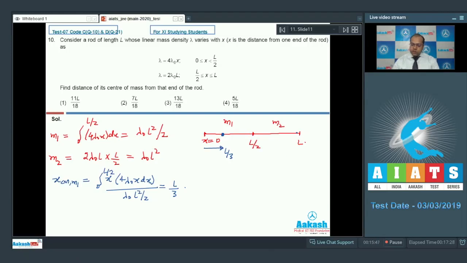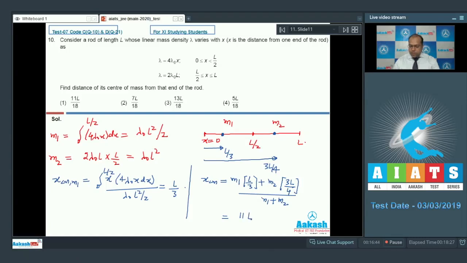Since it is a uniform mass distribution, so the center of mass of this segment is at the midpoint and its distance from x equal to 0 is 3 L by 4. Now if I write the center of mass of the given system, so the center of mass of given system can be written as m1 into L by 3 plus m2 into 3 L by 4 divided by m1 plus m2. So if I substitute the value of m1 and m2, then the position of center of mass comes out to be at a distance of 11 L by 18. So option 1 is the correct answer.